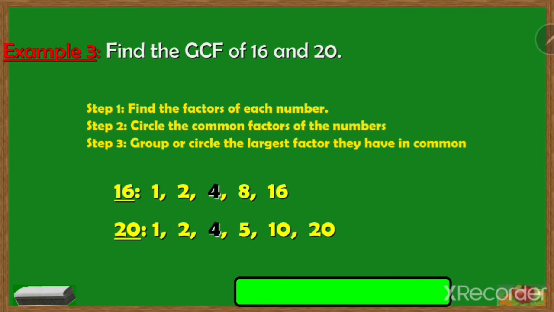What about this one? What do you think? Right, we circle the common factors, and the highest, or the greatest, common factor is 4.